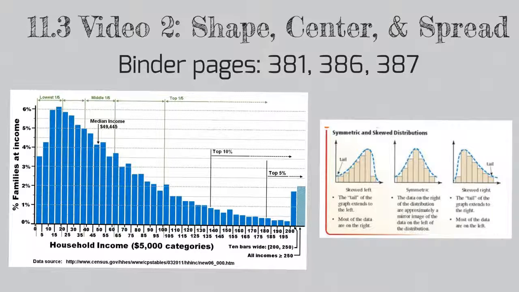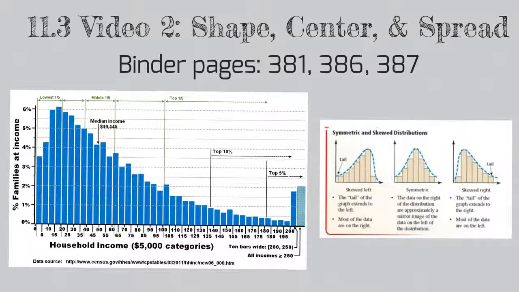If you remember our discussion from the video before this about symmetric and skewed distributions, this would be an example of a distribution that's skewed right. We have the tail that goes way off to the right. Most of the data is on the left here.